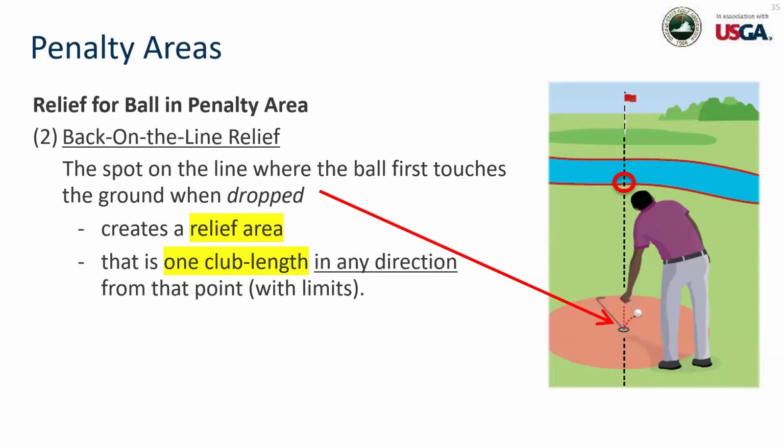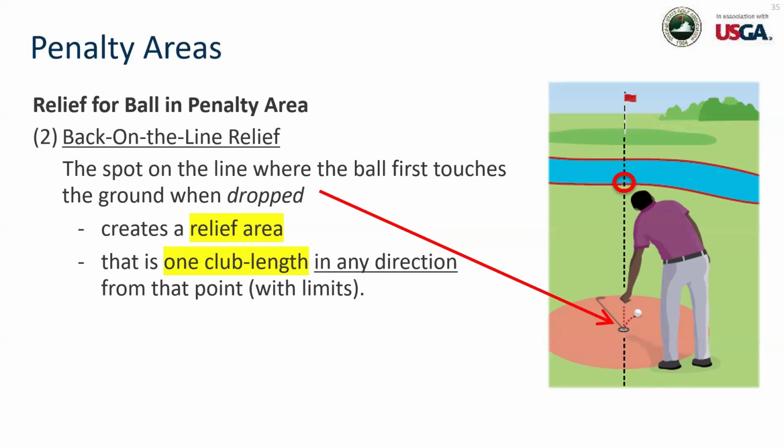First, every relief option we've talked to up to this point, we figure out what our relief area is, and we kind of have it all mapped out before we drop that ball. When we're talking about back on the line relief, it's a little bit different. So again, we find that spot, line it up with the flag stick, go as far back as you want, pick a yardage that you want. Maybe this player's favorite yardage is 80 yards, 100 yards. That's where they're most comfortable. Drop that ball on that 100-yard mark on the line.